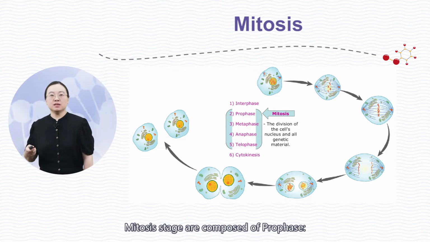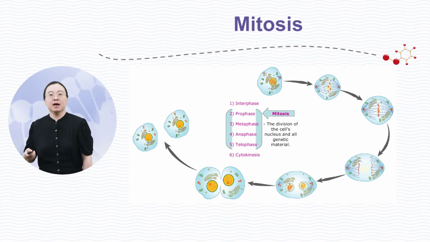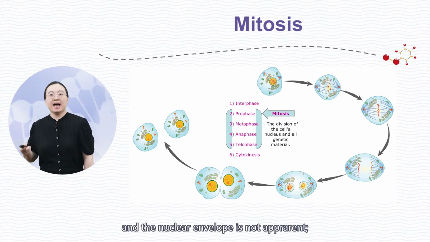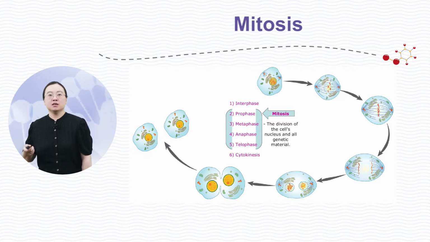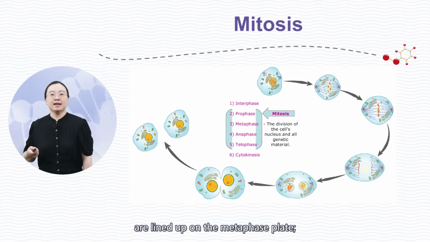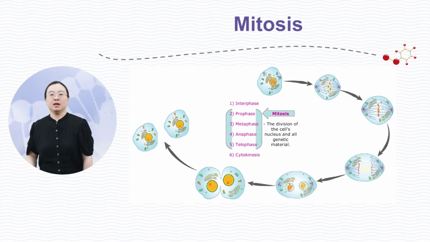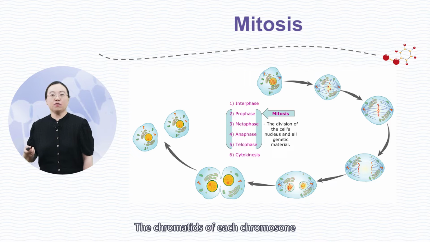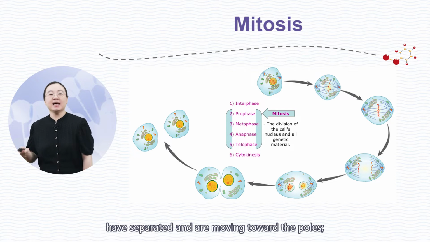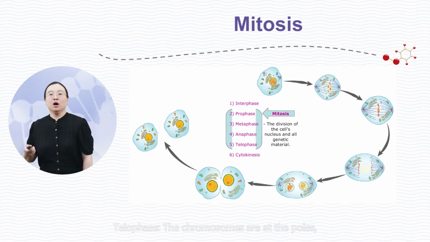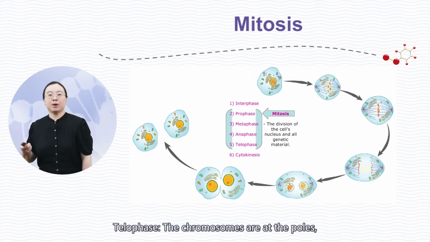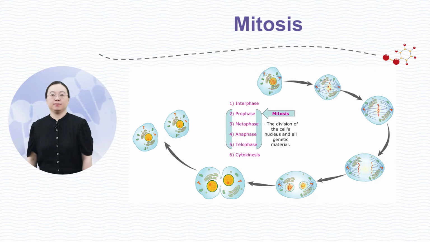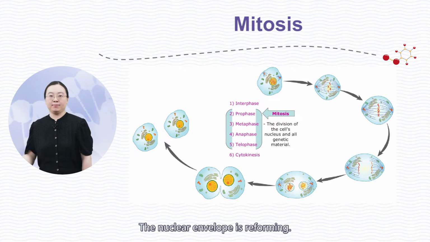In M phase, the mitosis stages are composed of prophase, in which the chromosomes appear condensed and the nuclear envelope is not apparent. Metaphase: 6 coiled chromosomes, each with 2 chromatids, are lined up on the metaphase plate. Anaphase: the chromatids of each chromosome have separated and are moving toward the poles. Telophase: the chromosomes are at the poles and are becoming more diffuse. The nuclear envelope is reforming. The cytoplasm may be dividing.